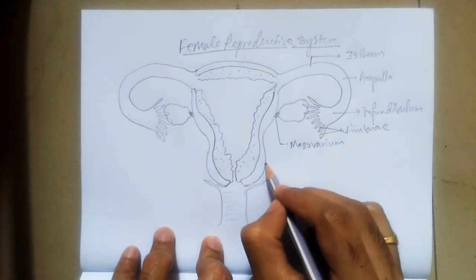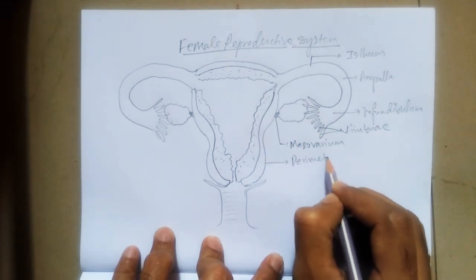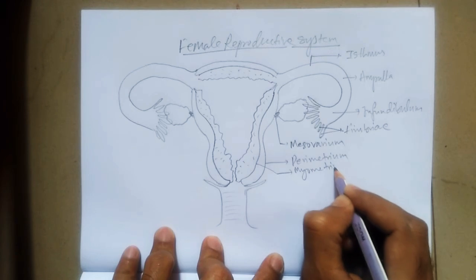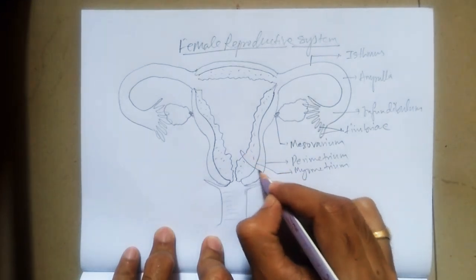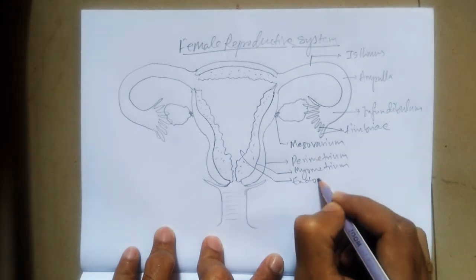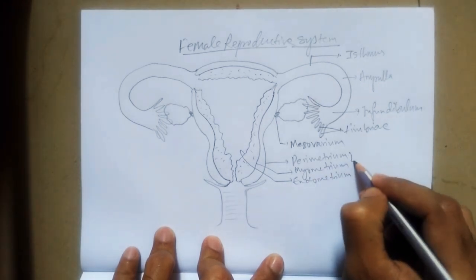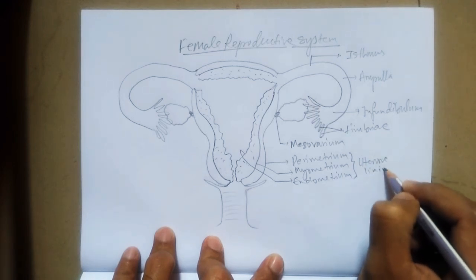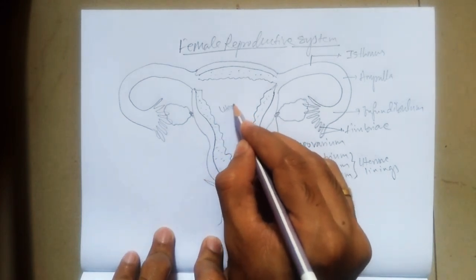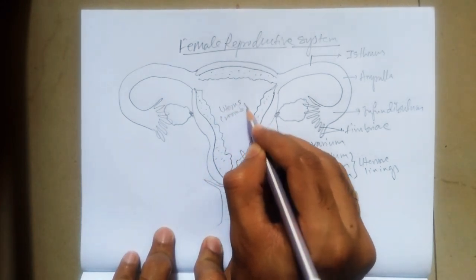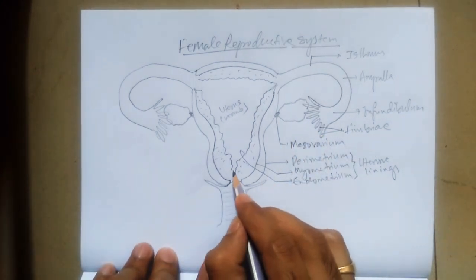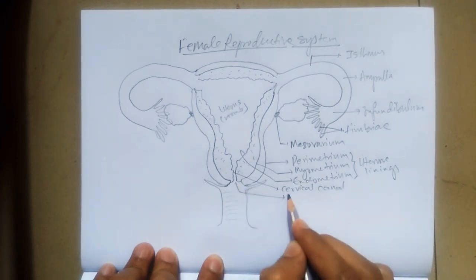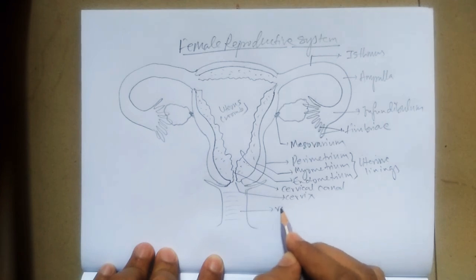This outer layer is perimetrium. This is the muscular layer called myometrium, and the innermost layer is endometrium. Combined, it forms the uterine linings. This region is the uterus, or what we commonly call the womb. This is the cervical canal. This opening is the cervix. This is the vaginal canal.